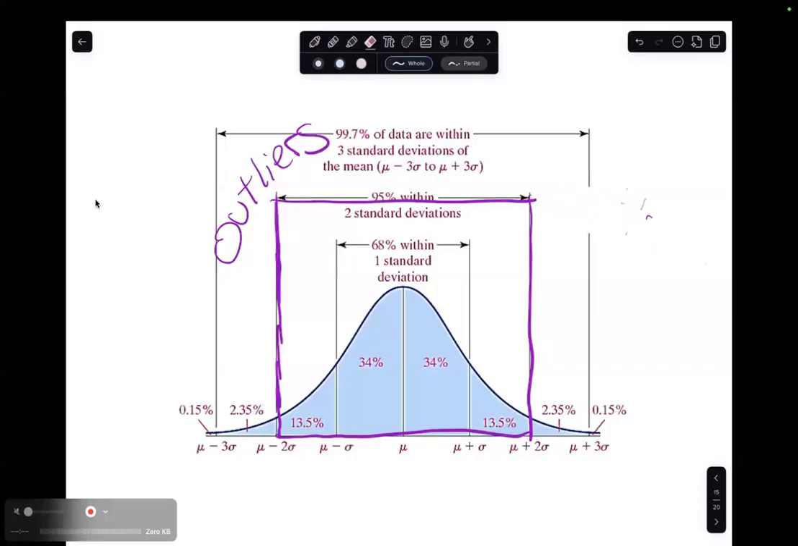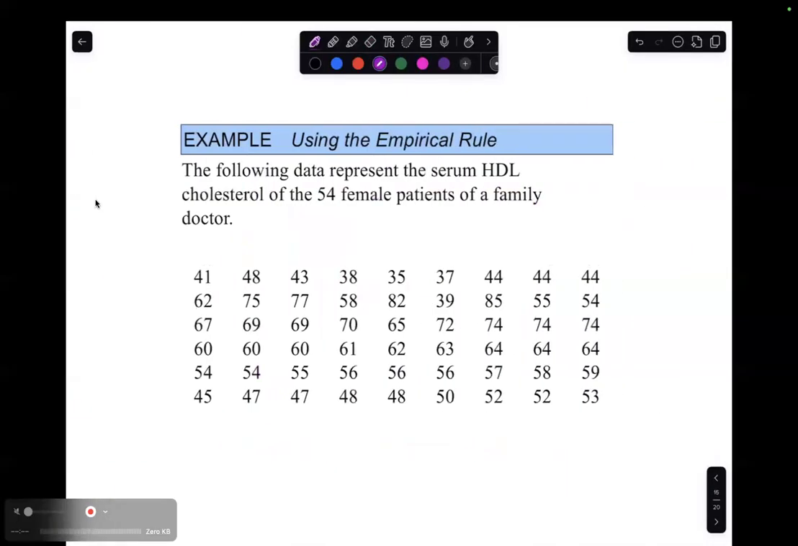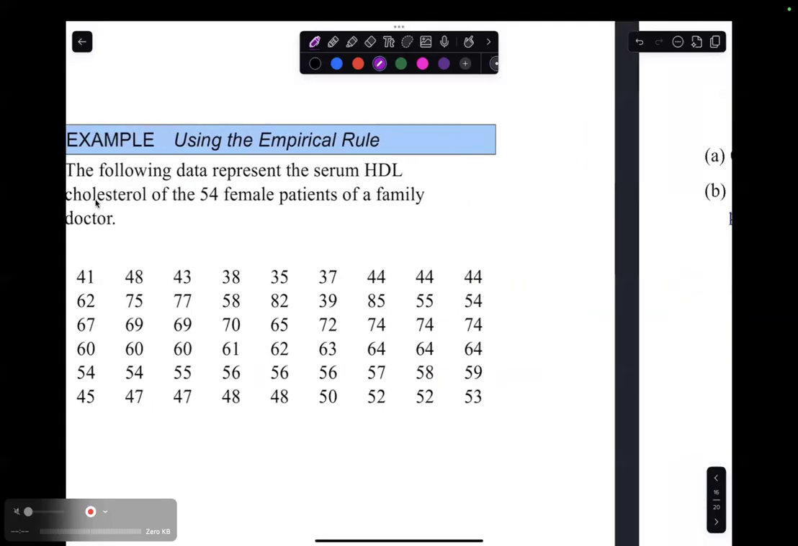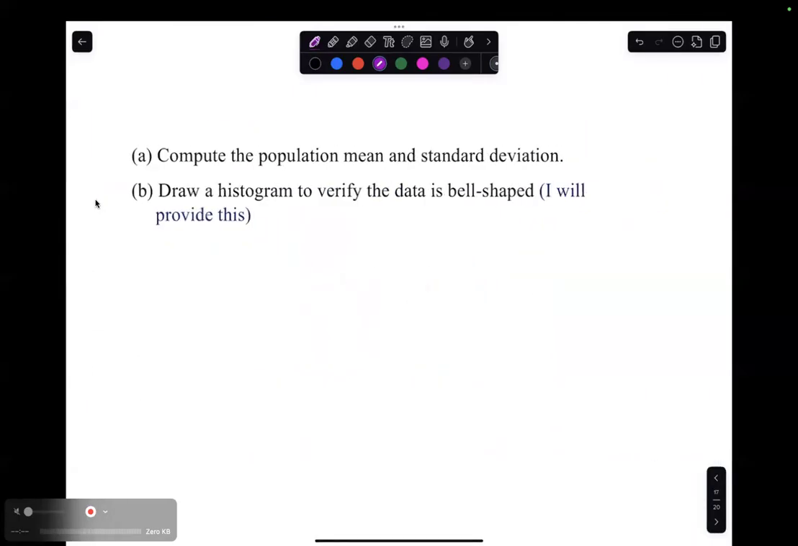Okay. I'm going to move on. Next page. All right, so we're going to use this now. I already kind of gave you a brief intro to that. So this data represents the serum HDL cholesterol of 54 female patients of a family doctor. So don't worry, you don't have to put this in your calculator or anything crazy like that. I'm going to give you the population mean and the standard deviation, and we're going to draw the histogram.